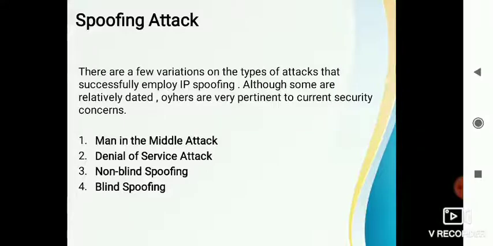Non-blind attack. Victim and attacker share the same subnet. The attacker corrupts the data stream of a network connection.